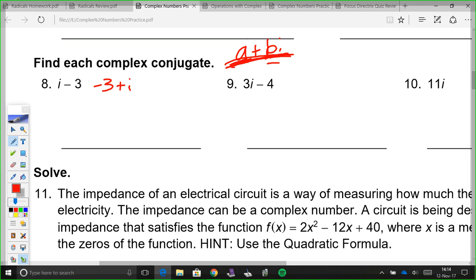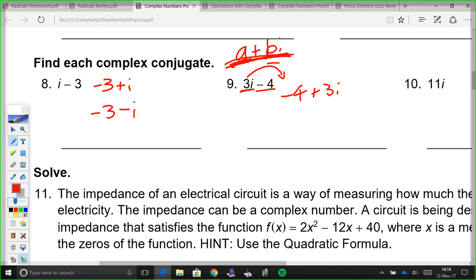If I want to switch number 9, again, I have the imaginary part first. It really needs to be written second. So this should be written as negative 4 plus 3i, right? Because 4 is a negative number, 3i is a positive number, so that's how it should be written. Once it's written like that, the conjugate's really easy, because all you have to do is change the sign in front of your i term. So the conjugate for number 8 is negative 3 minus i. Alright? That's it. You just change the sign for the i, that's your conjugate. But it's easier when you have it set up properly.